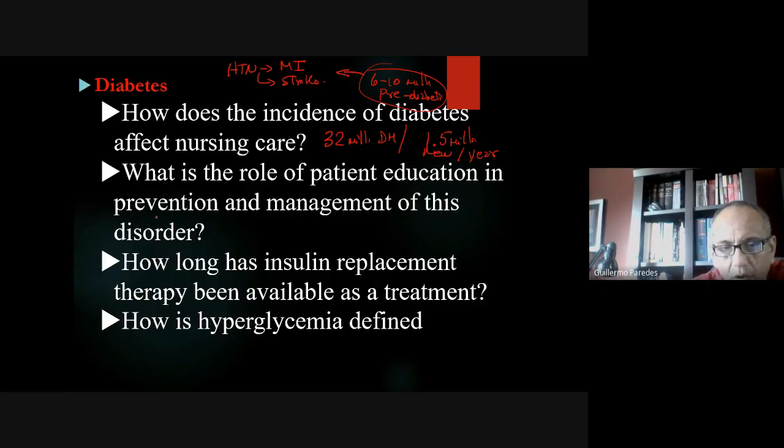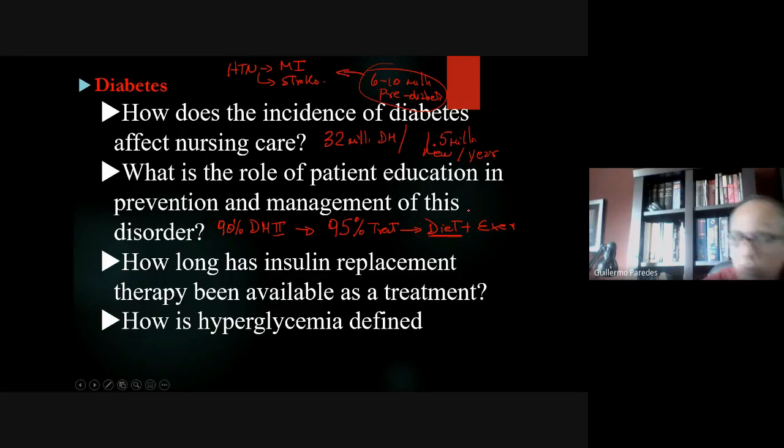What is the role of patient education in prevention and management of this disorder? The most common, 90% of the cases, are going to be diabetes type 2. And listen to this: it's considered that 95% of the treatment will be diet and exercises. Please, the connotation of diet here is not to lose weight. Diet is the food that you're eating.